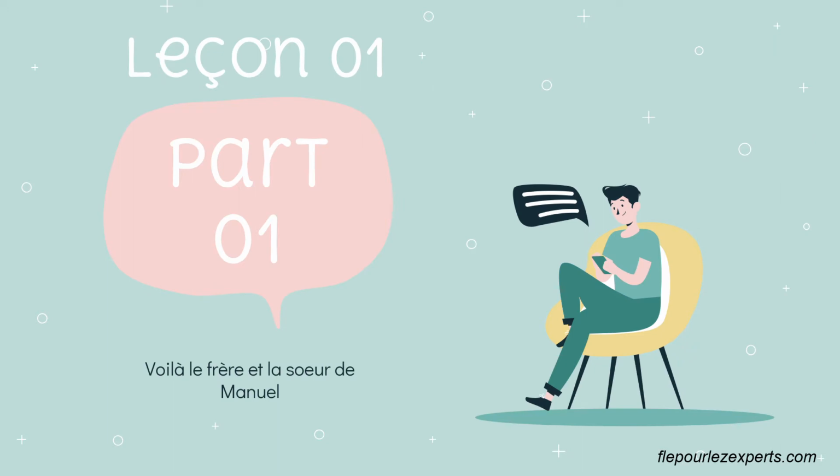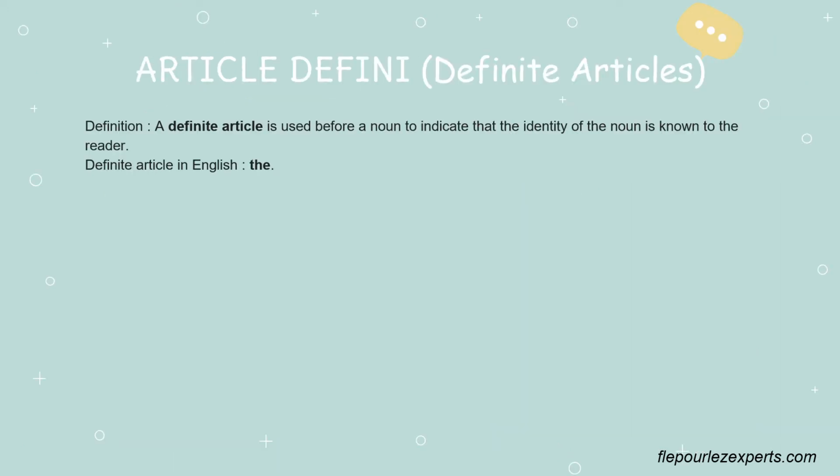Part 1. Voilà le frère et la sœur de Manuel. So what's a definite article? A definite article is used before a noun to indicate that the identity of the noun is known to the reader. And what are the definite articles in English? It's the. Now we call them articles définis in French.